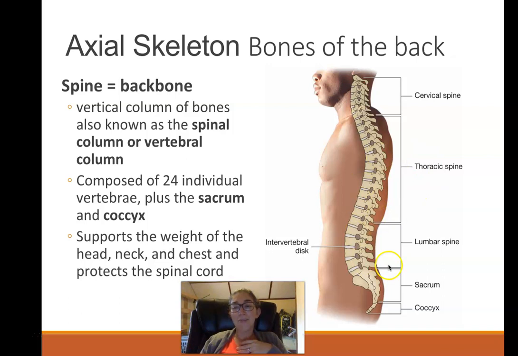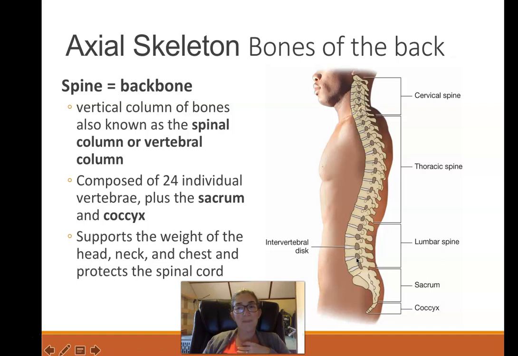And the other important job of the spine is to protect the spinal cord. Running down the center here of the spinal column is the spinal cord, which is that bundle of nerves running from your brain down your back, and it is protected on all sides by this spinal column.